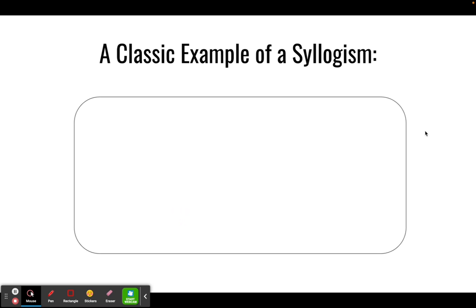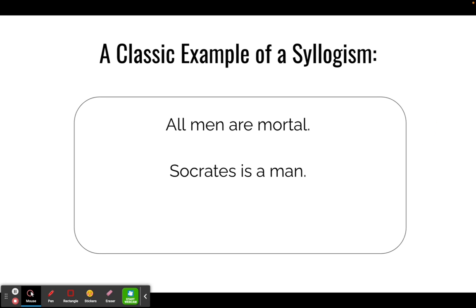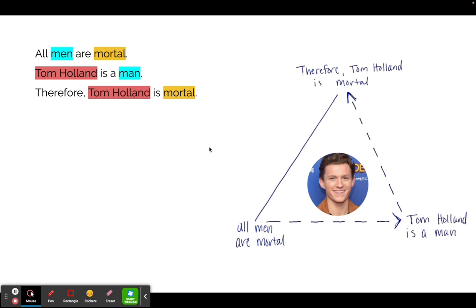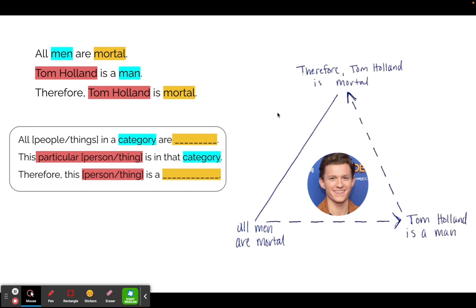So here's an example. If you go to college or if you ever take a psychology class, I guarantee that you will hear this at some point. All men are mortal. Socrates, who was a famous philosopher, is a man. Therefore, Socrates is mortal. This and this, therefore this. Here's another example, more relevant maybe. All men are mortal. Tom Holland is a man. Therefore, Tom Holland is mortal. It's an argument that is kind of cyclical. It just goes back and forth and it leads you to one thing after another.